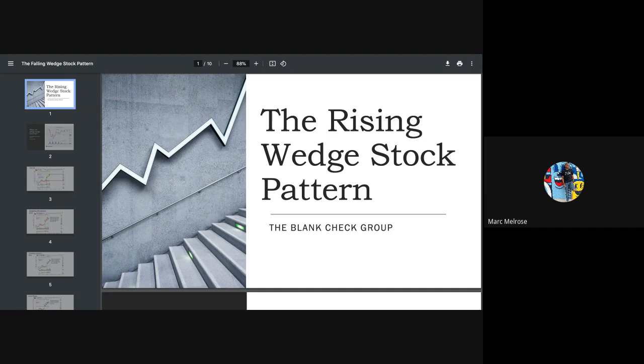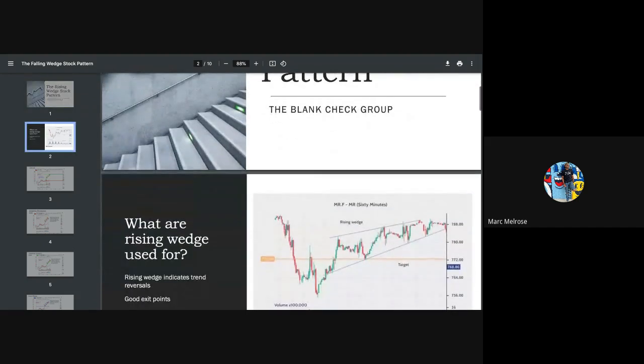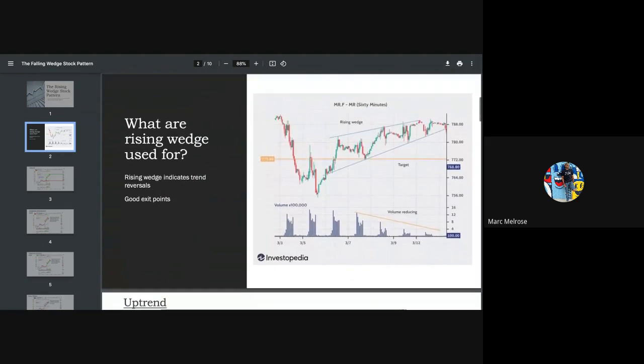So this week I wanted to talk about the rising wedge stock pattern. Basically, the rising wedge stock pattern is going to help you indicate trend reversals, and that trend reversal is going to be to the downside. So this is a bearish indicator. So bearish indicators are good for two things. It's good to do put options on, or it's good to signify a good exit point.